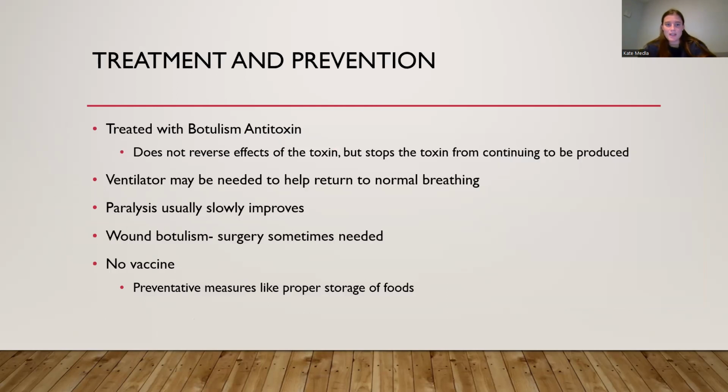Okay, treatment and prevention. So it's treated with the botulism antitoxin, but unfortunately the antitoxin does not reverse the effects of the toxin. It just stops the toxin from continuing to be produced and creating worse manifestations. A ventilator may be needed. Like I said before, botulism can cause difficulty breathing and swallowing. So a ventilator may be needed to help a slow return to normal breathing. Paralysis normally slowly improves. With wound botulism, sometimes surgery is needed, amputations of the infected area.